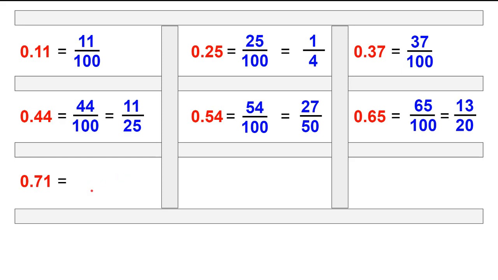0.71 equals 71 by 100. 71 is a prime number, so it cannot be divided by anything aside from 71 and 1, which doesn't help us here. So this is the simplified fraction.